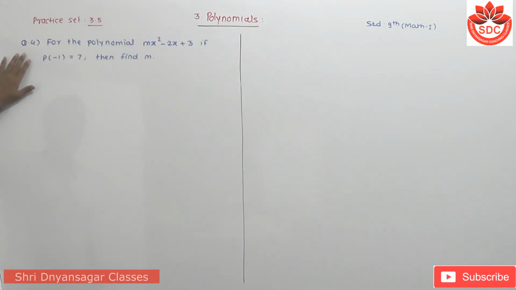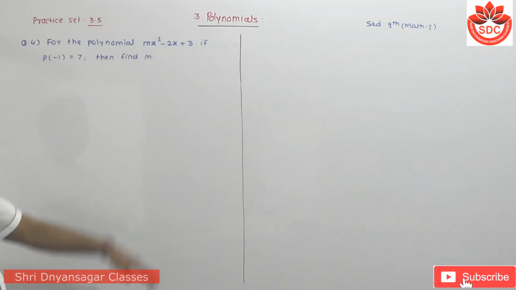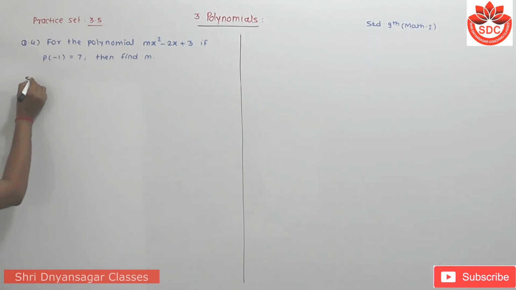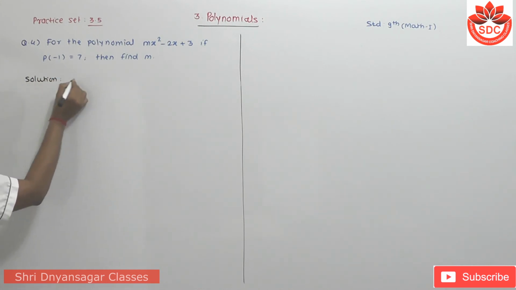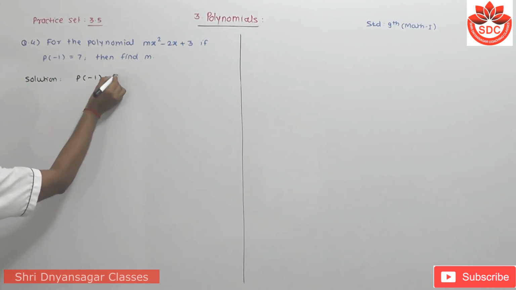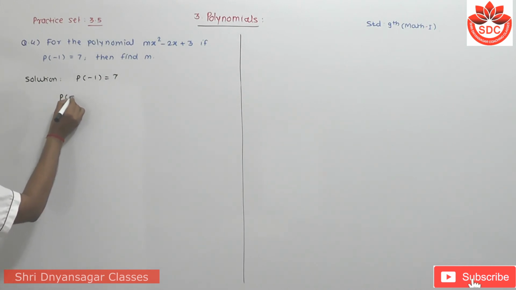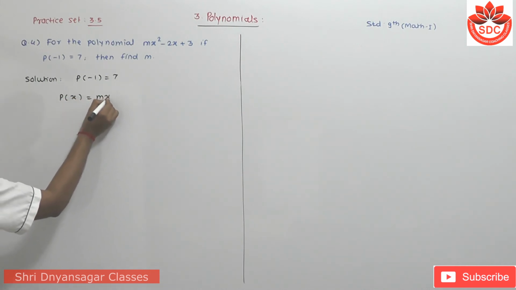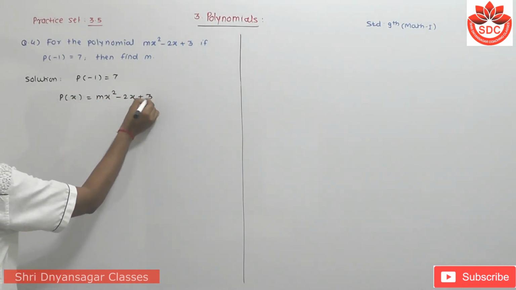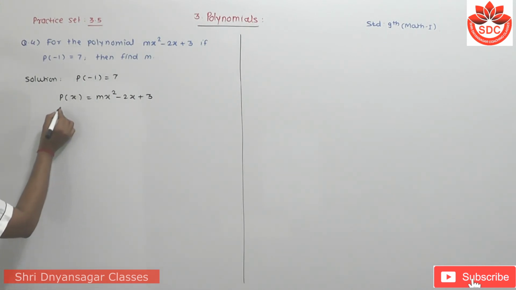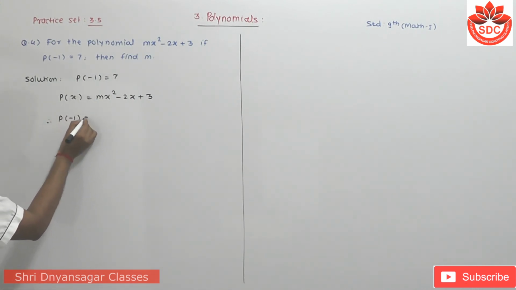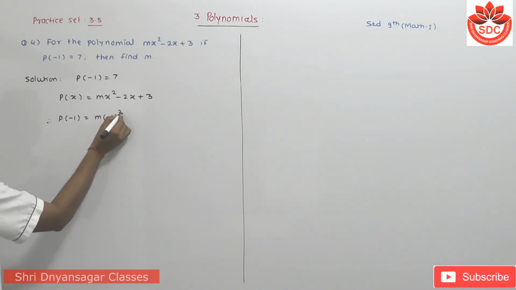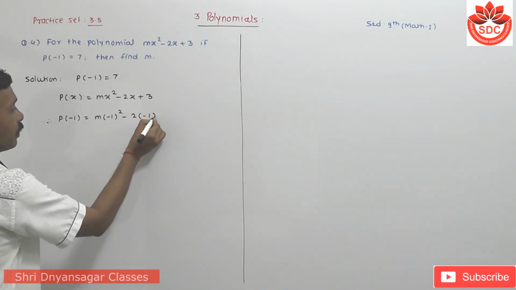The next question is question number 4. For the polynomial mx square minus twice x plus 3, if p of minus 1 is 7, then find m. Now its solution is, student, here is given p of minus 1 is equal to 7 and the polynomial p of x is equal to mx square minus twice x plus 3. So we have to put the value of x as minus 1, p of minus 1 is equal to m into minus 1 square minus 2 into minus 1 plus 3.